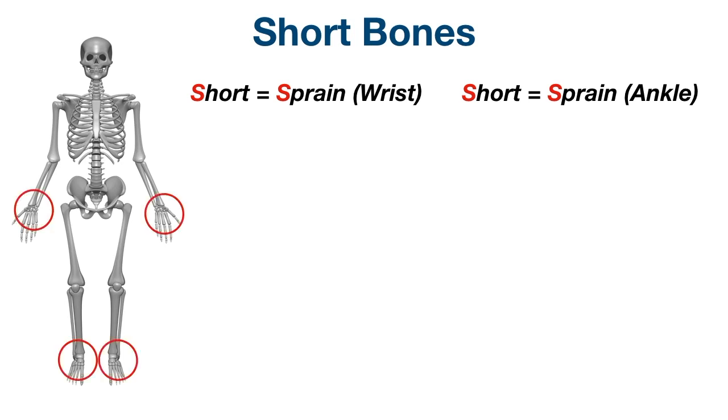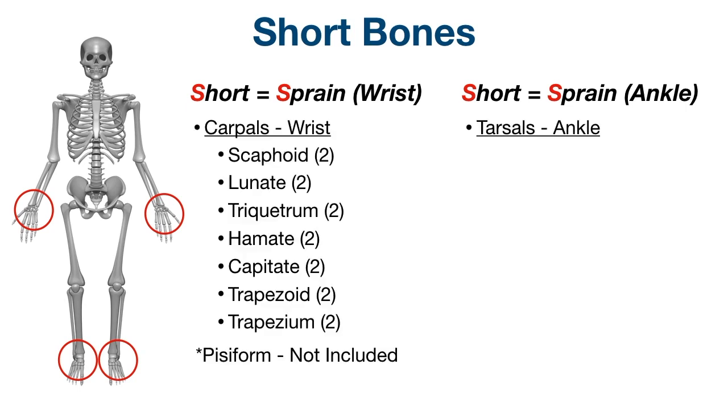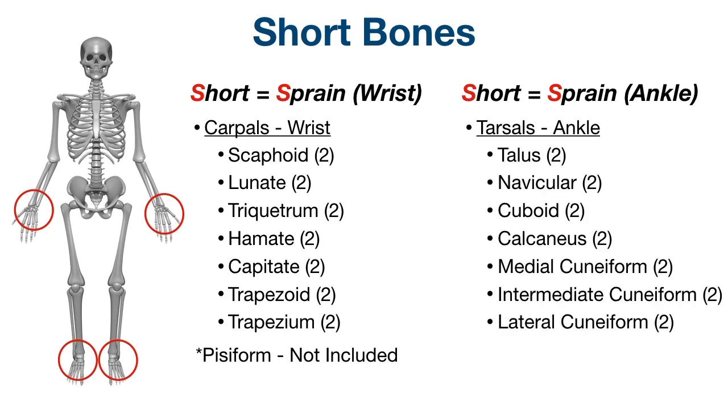As we said before, you can use short and sprain to help you remember wrist and ankle. The carpal bones of the wrist and the tarsal bones of the ankle are short bones. The carpal bones include the scaphoid, lunate, triquetrum, hamate, capitate, trapezoid, and trapezium. The pisiform was left out, which we'll talk about soon. The tarsal bones include the talus, navicular, cuboid, calcaneus, and the three cuneiforms. You can find the videos on the anatomy of the carpal and tarsal bones linked down below in the description.